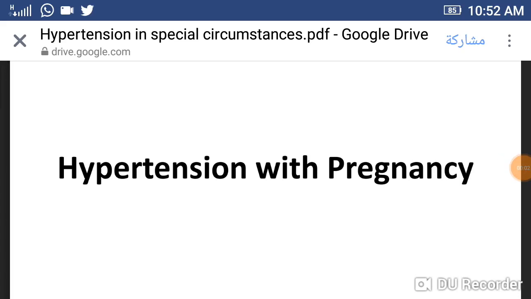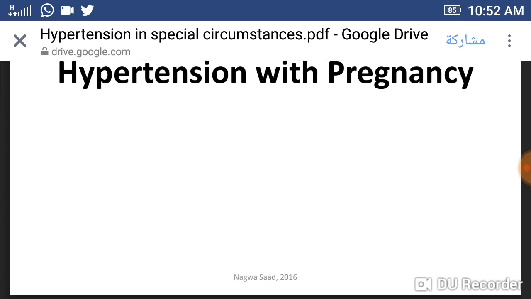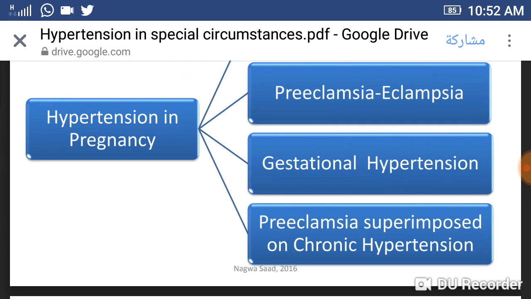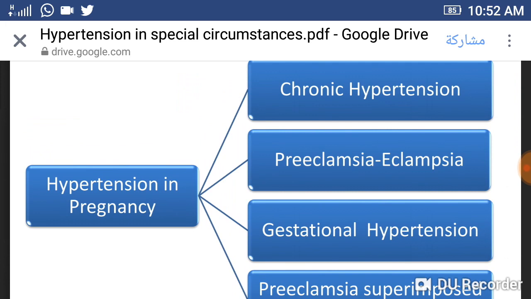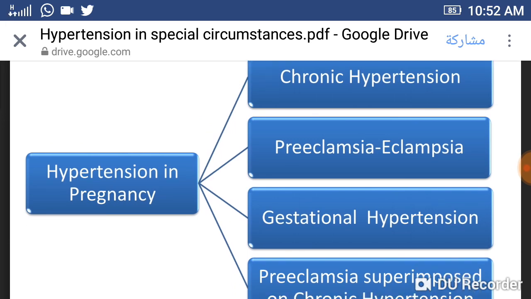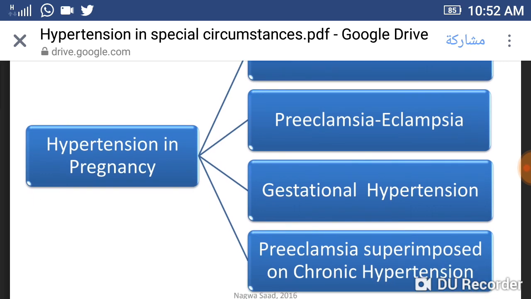Today we will discuss hypertension with pregnancy. Classification. Hypertension in pregnancy may be chronic hypertension, preeclampsia or eclampsia, gestational hypertension, or preeclampsia superimposed on chronic hypertension. Those are the types of hypertension associated with pregnancy.